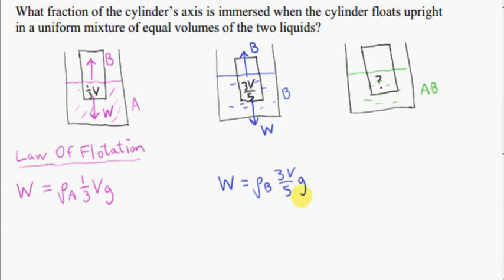Now, in the third situation, the two liquids are mixed together uniformly. So again we can apply the law of flotation. The weight of the object W, which doesn't change, of course, the object hasn't changed, is equal to the weight of liquid displaced. So in this case the density of this liquid I'm calling rho AB, and the volume of it displaced, well, that's what I'm calling V AB, this piece here.